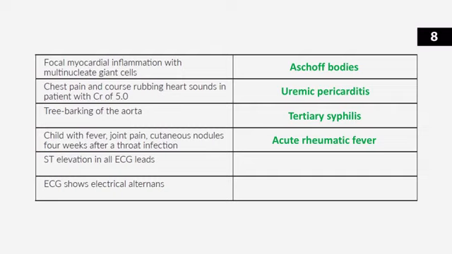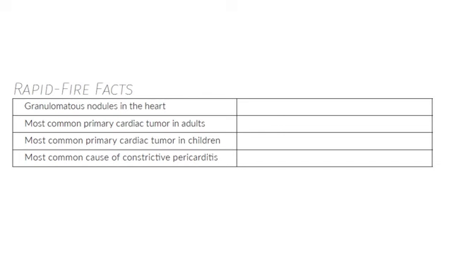ST segment elevation in all EKG leads is going to be seen in pericarditis. And EKG shows electrical alternans. Remember, that's very specific for cardiac tamponade, but we said it's not very sensitive. And then for the rapid fire facts, we have granulomatous nodules in the heart. Again, those are the Aschoff bodies, which we saw in rheumatic heart disease.